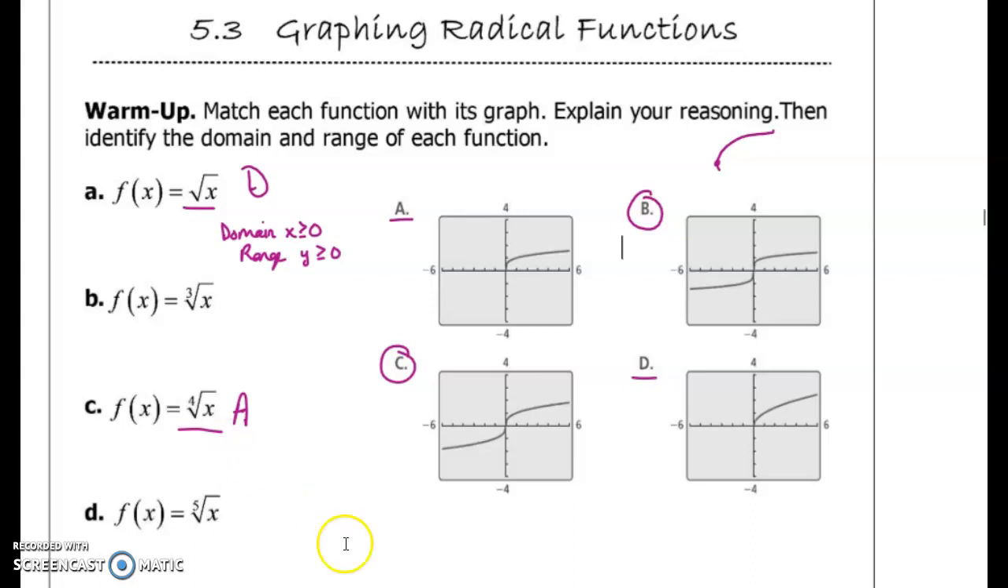So if you see graph C right here, it rises quicker. It shows more vertical growth than graph B. So that is why the cube root is graph C and the fifth root is graph B. Now let's look at those. They have the same domain and range. The domain on graph C is all real numbers. It goes forever from negative infinity all the way to positive infinity. And the range is the same because although it doesn't look like it grows very quickly vertically, it does go forever from negative infinity to positive infinity.